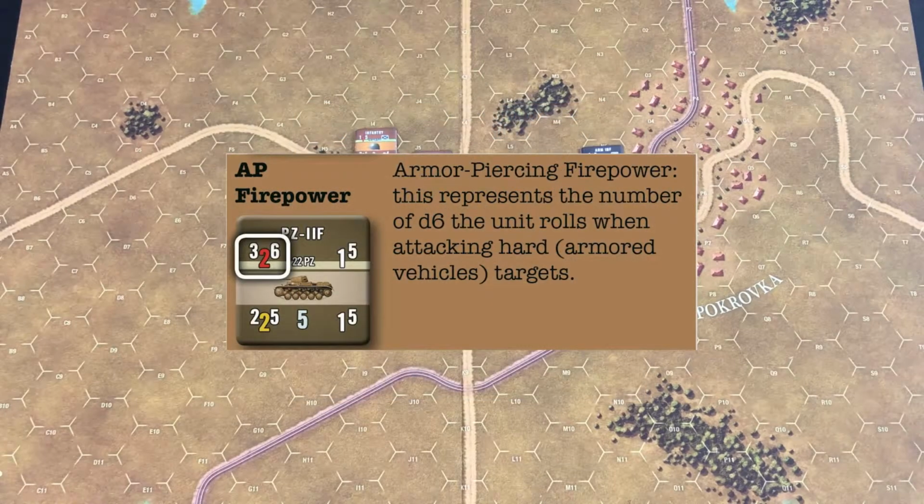In the top left corner of the counter, that's where you're going to find a unit's AP or armor piercing firepower. And this is the set of numbers that you're going to use when you're conducting an attack against a hard target. Now, we're going to cover all this specifically in later videos, but shorthand for right now, just understand that those numbers represent range, the number of dice, and your to hit number, respectively.